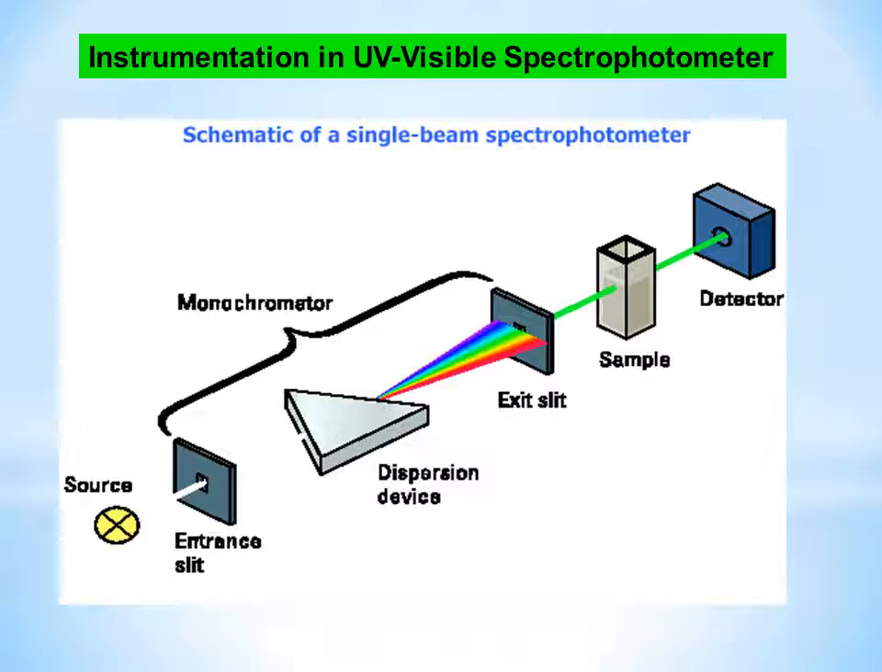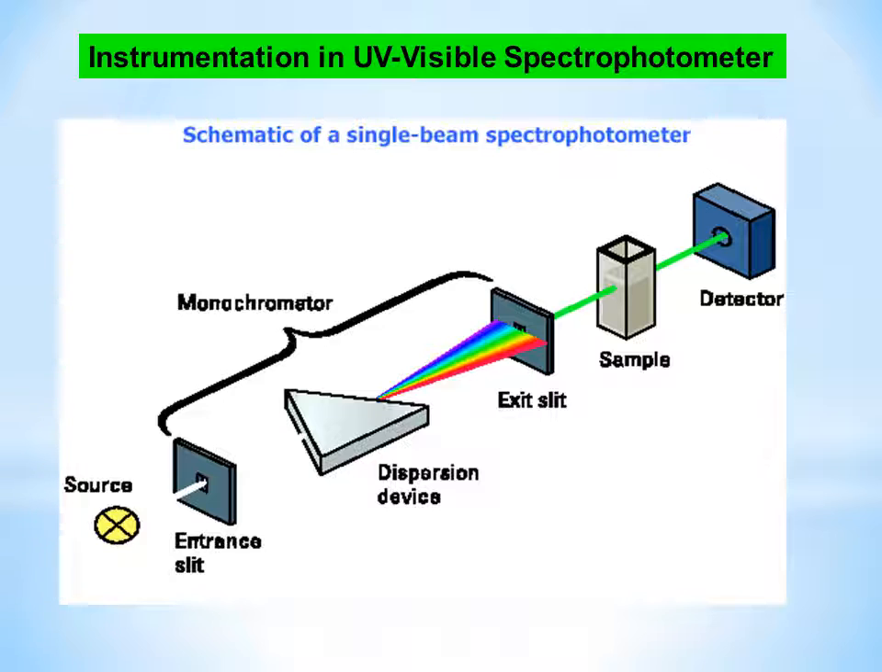The instrument that is used to measure the amount of electromagnetic radiation absorbed by a substance is called a spectrophotometer or spectrometer. So this one is the spectrophotometer. Now here we can see the block diagram of this spectrophotometer. One by one we will see the components of this spectrophotometer. First one is the source.